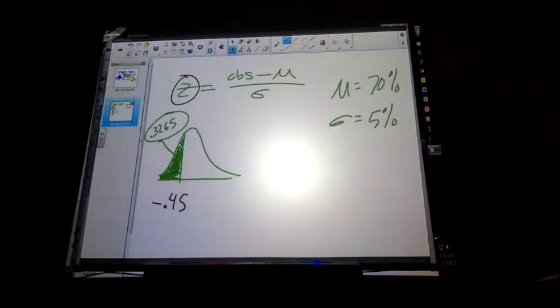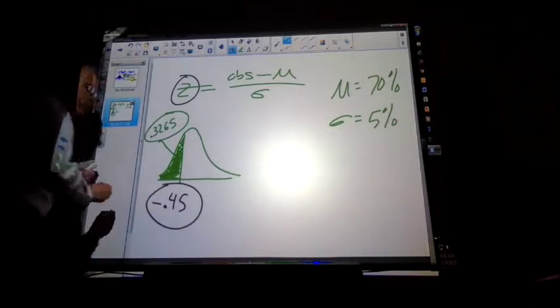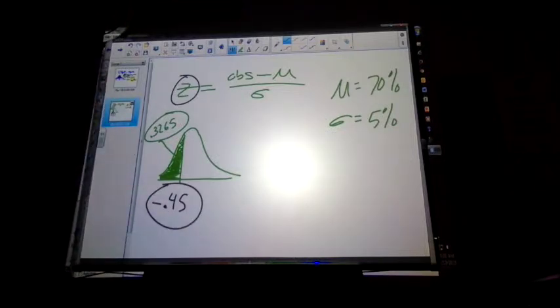So what is the negative 0.45? Area. Area is the 0.3265. What's the negative 0.45? It's not the area to the right, and it's not the area to the left. The area to the left is 0.3265. What is the negative 0.45? What's it called? Z-score. Z-score is another name for standard deviation.